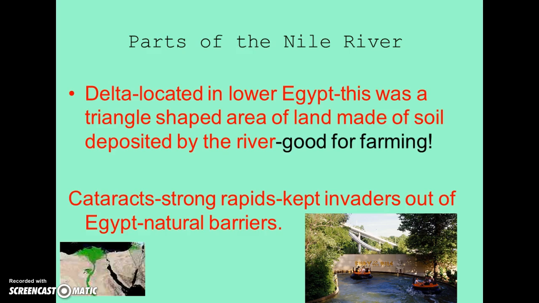Then you have in Upper Egypt, down in the south, strong rapids called cataracts. And these acted as natural defenses, keeping invaders out. So they acted as what we call natural barriers. So if you've ever been on the Fury of the Nile at Worlds of Fun and you're getting bumped around by the waves and the rapids, they're trying to simulate the cataracts of the Nile River.